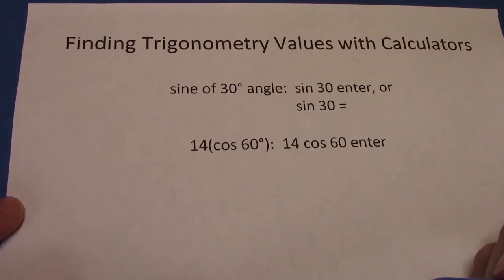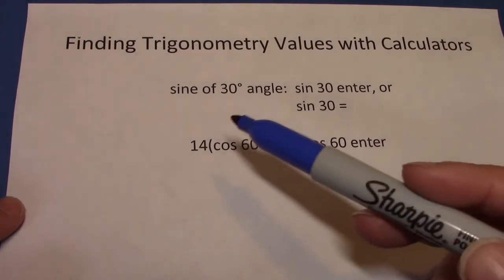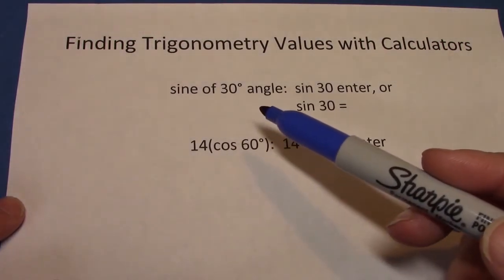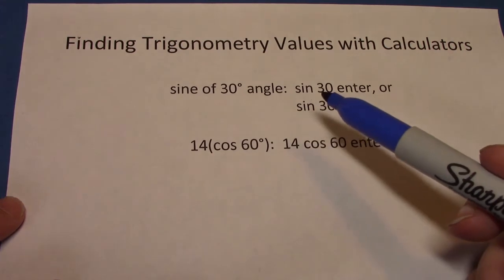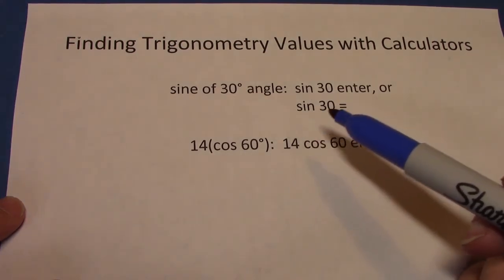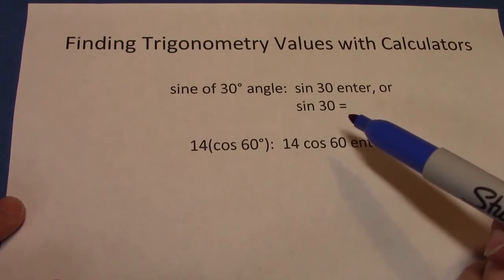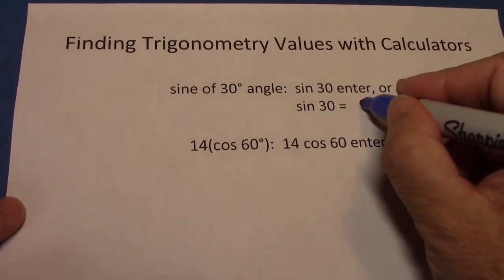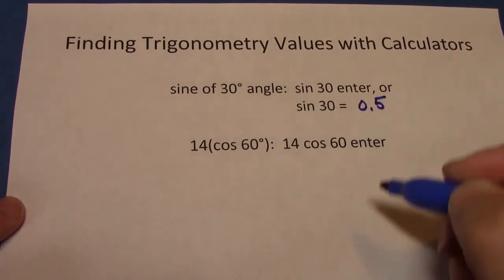Before calculators, the values of trigonometric functions were looked up on tables, or they were calculated with slide rules. Now, of course, we use calculators. It's much easier, but you just need to know what sequence to push the buttons in. If you're looking for the sine of a 30-degree angle, for example, you press sine 30, enter on most calculators. Sometimes it's sine 30 equals. The result that you should get back should be 0.5.